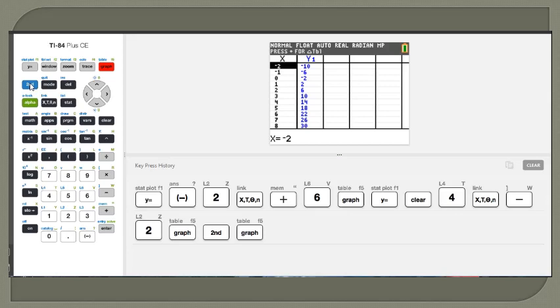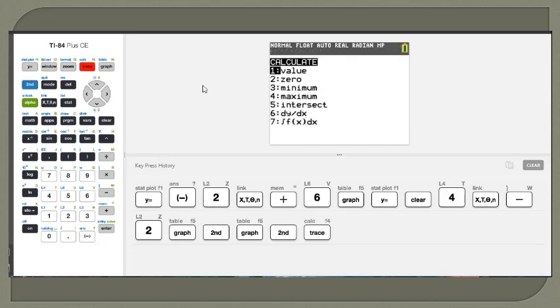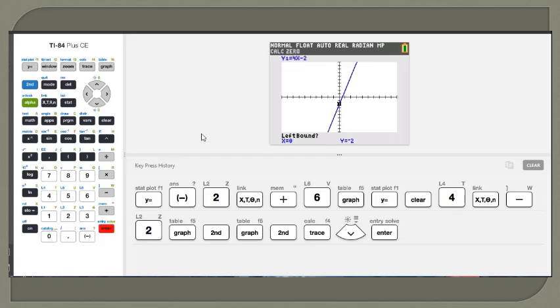I can go up here, hit second trace, which takes me to calc, and I can say, okay, I want to see what the 0 is. So I move my cursor down to the 2, and I hit enter, and it brings this up right here. Now, you see the little blinking X down here, it's asking me left bound. If I want to find out what the x-intercept is, I can move this cursor to just to the left of where that y-intercept is, and it's got left bound. You see the question mark.